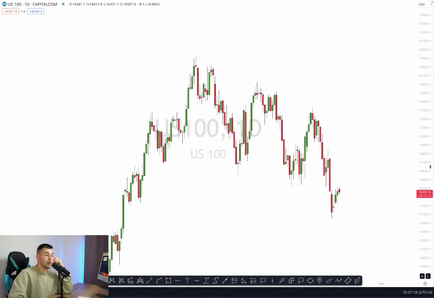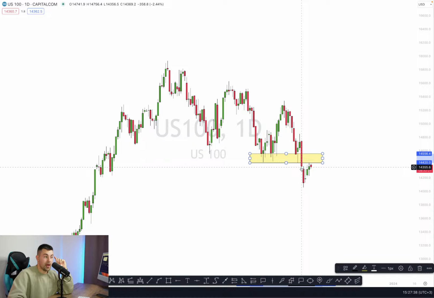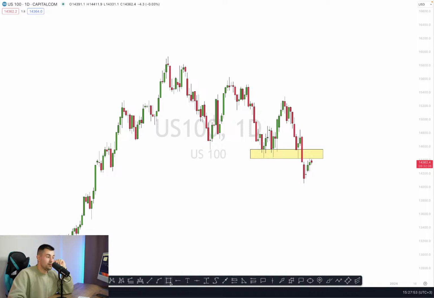And what I spotted on US 100 index, traders, is a very important sign of strength of the sellers. Yes, on US 100 we have a very important breakout. First, the price violated that support. You can see that here we got a huge horizontal support and that support was broken. And after the breakout, we even formed a huge gap right here. Then the market dropped even lower.